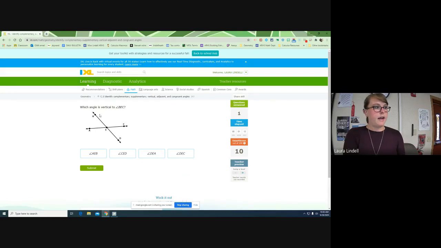Another one, which angle is vertical to BEC? So looking here, we've got BEC, that's this angle. So go ahead and try this one on your own. Type in the chat, what angle is vertical to BEC? What do we think?